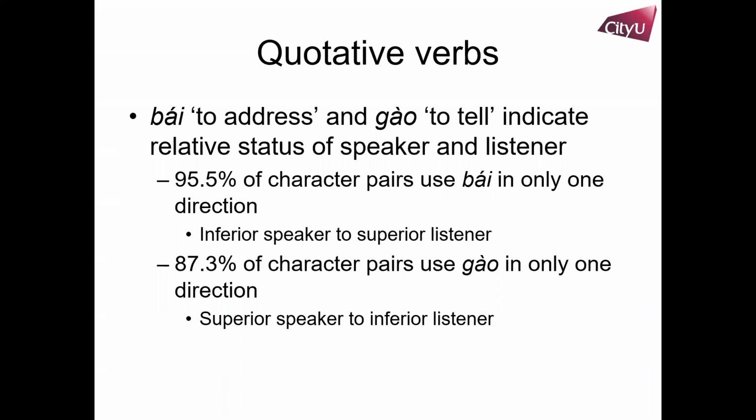Okay, so we try to rank the characters with their usage patterns of to address versus to tell. Our hypothesis here is that they indicate relative status. Over 95% of the character pairs use by in only one direction. That is promising, right? Typically one would be more senior or more important than the other, and one would address the other person, but not the other way around. On the flip side, 87% of the character pairs use to tell, or gao, only in one direction, for the same reason.